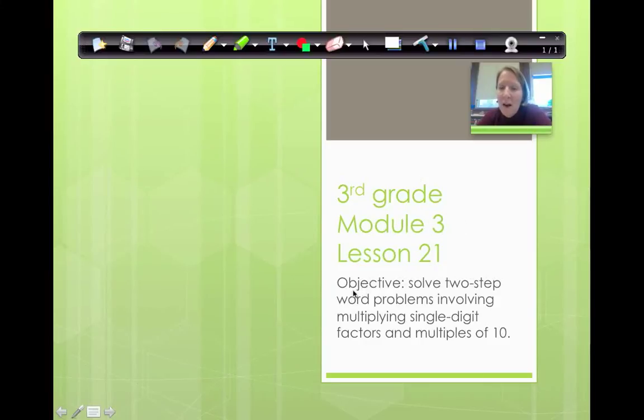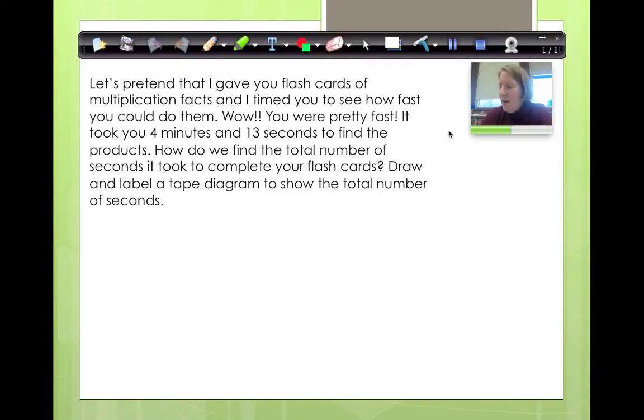Alright, today our objective is that we're going to solve two-step word problems involving multiplying single-digit factors and multiples of 10. So what does that tell you? We're going to do two-step word problems, and we're going to be able to multiply single digits and by 10. Okay? No problem, right? Just sounds fancy. Okay, first off, get a pencil and your paper and your 10 free points. You can pick it up.